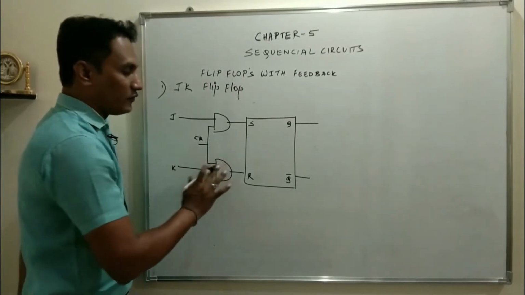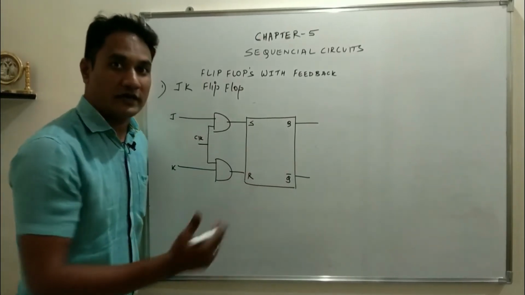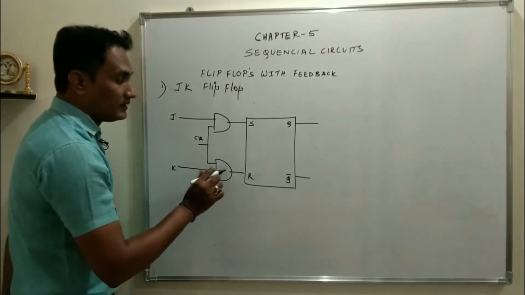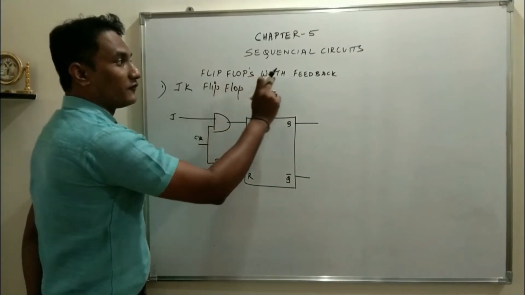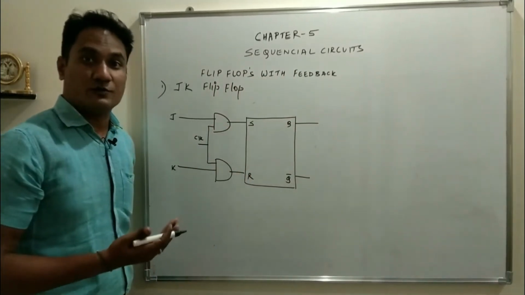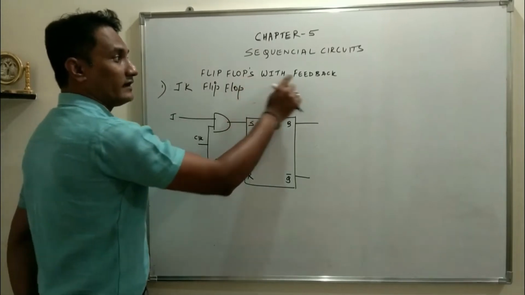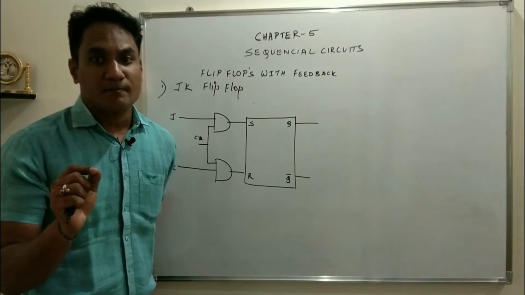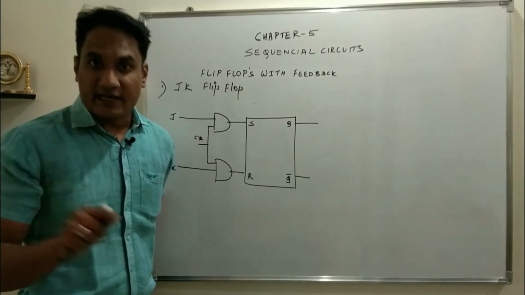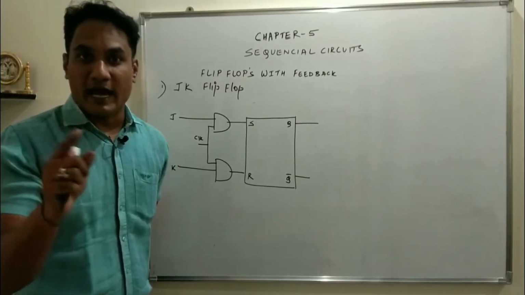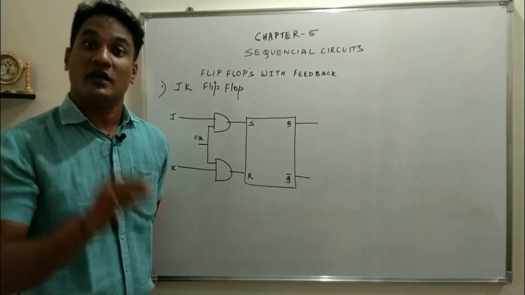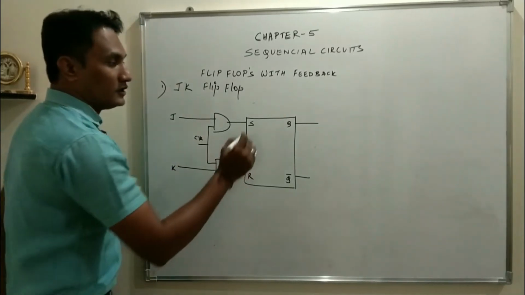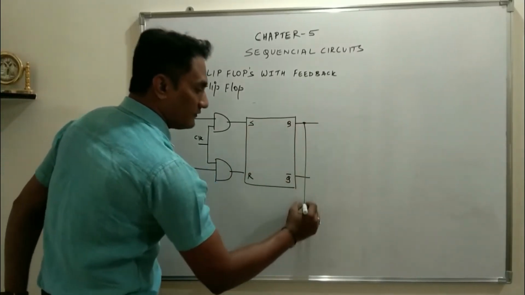Now of course this circuit diagram is similar to what we have done for clocked RS flip-flop. The operation will be exactly the same. But now we are trying to understand flip-flops with feedback, so of course there should be some modification so that it becomes with feedback. When you say with feedback, that means the output is connected back to the input, which means output also are part of input. So this is the modification in the circuit.